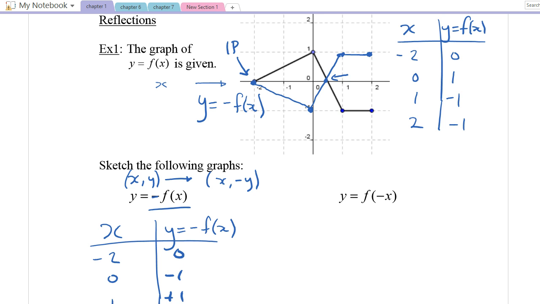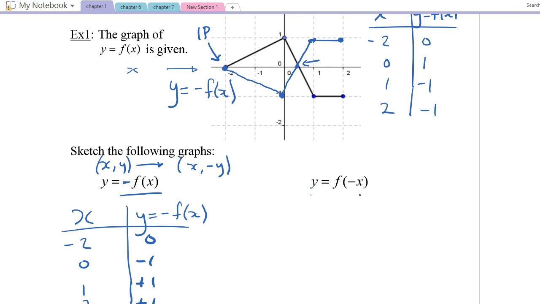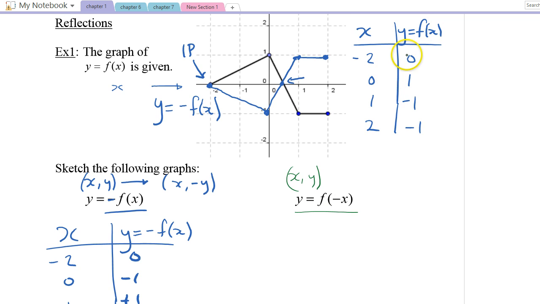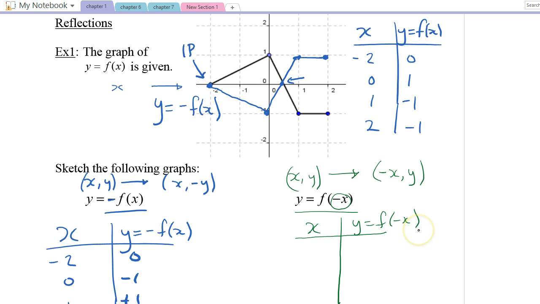Okay, maybe switching to green now. Let's think about this one here. In our mapping notation, if x comma y is a point on our original, now the corresponding point will have a negative x because of this negative x, but the same y value. So when I'm drawing my chart here, this will be x and this will be y is equal to f of negative x. In order to get the same result, because x is going to be multiplied by -1, I have to input an opposite x. So this -2 is a 2.